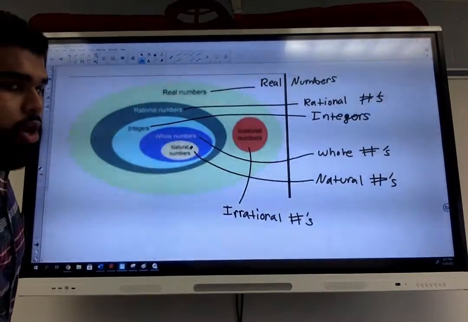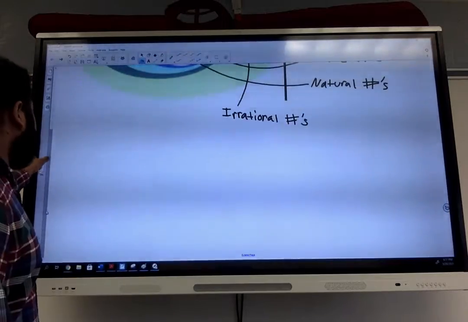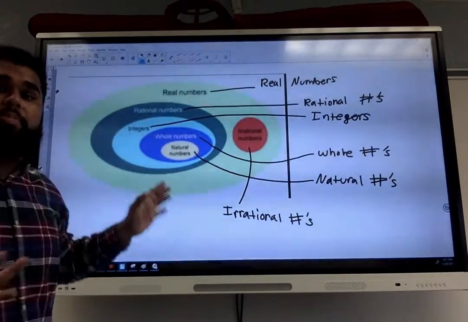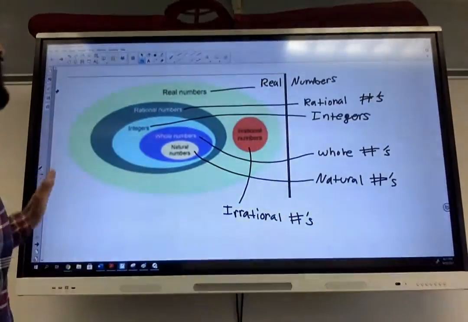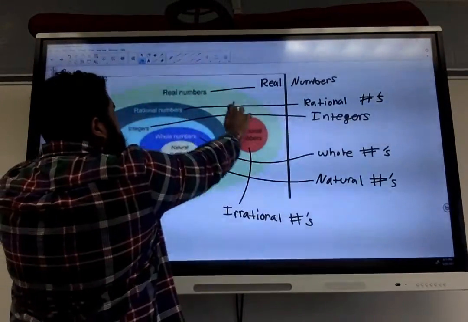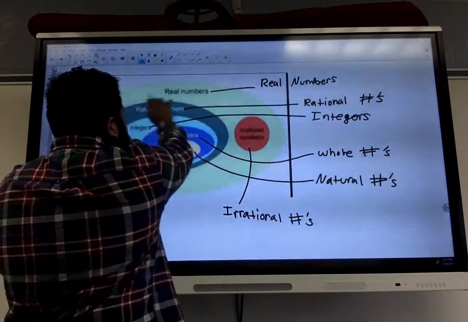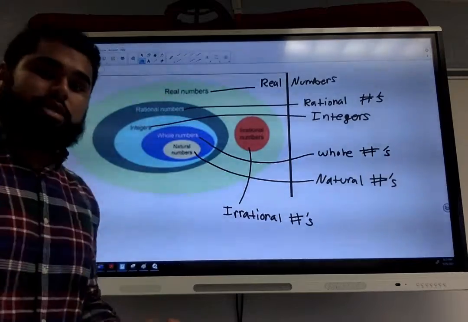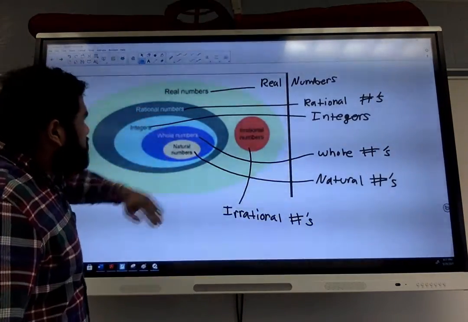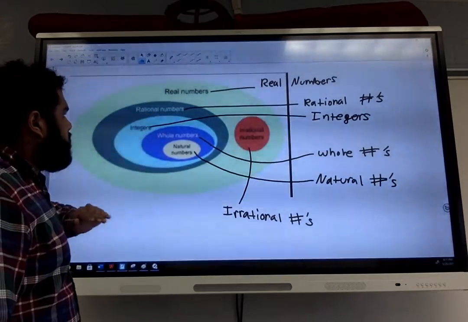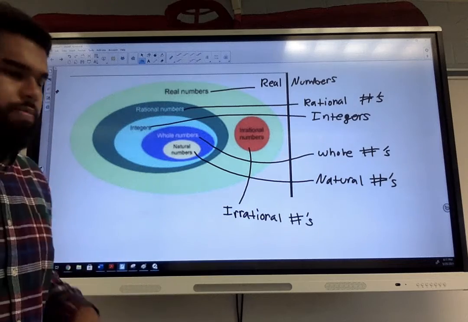Okay, so what this is trying to show you, and I know this might be a little bit of a jumbled mess, I will upload a picture on to Canvas after this video. What this is saying is that everything that is included in the real number circle is considered a real number. Everything that is below the rational numbers is considered a rational number. Everything below the integers is considered an integer, and so on and so forth.